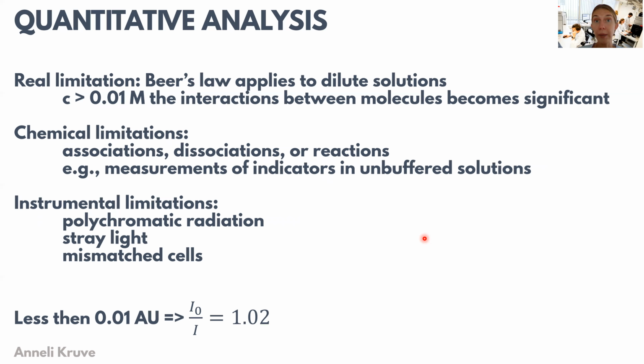So now, why are there these limitations in the Lambert-Beer law? There are actually three types of limitations. There are real limitations, there are chemical limitations, and there are instrumental limitations.